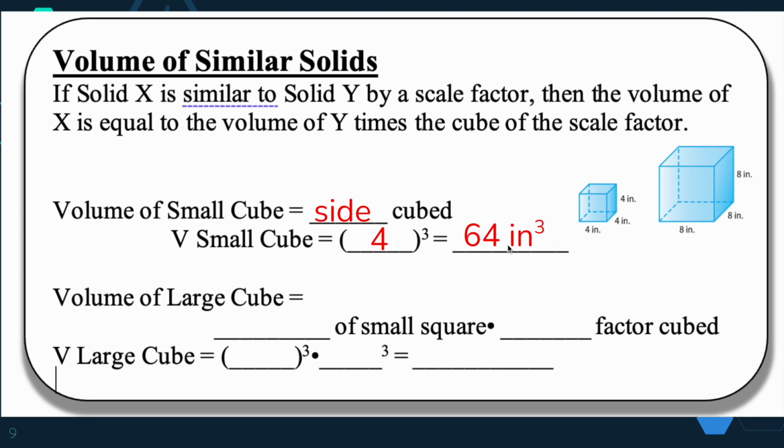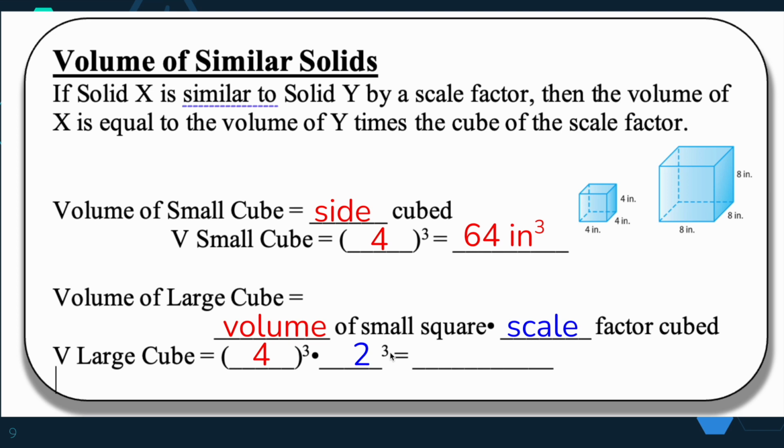Remember, we want to make sure we always pay attention to what unit we're putting on there. The volume of the large cube is going to be the volume of the small cube times the scale factor cubed. So here's the small cube again, 4 cubed, and then times 2 cubed. So remember, this was 64. Well, 2 cubed, that doesn't mean 2 times 3.